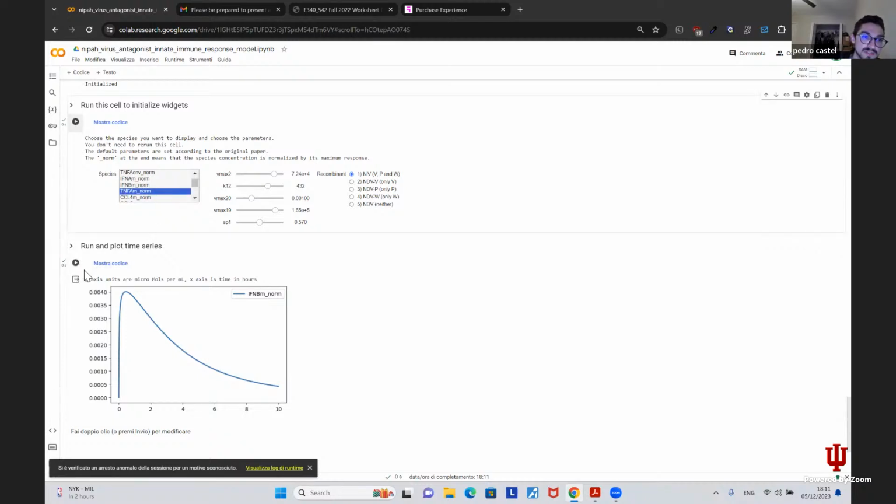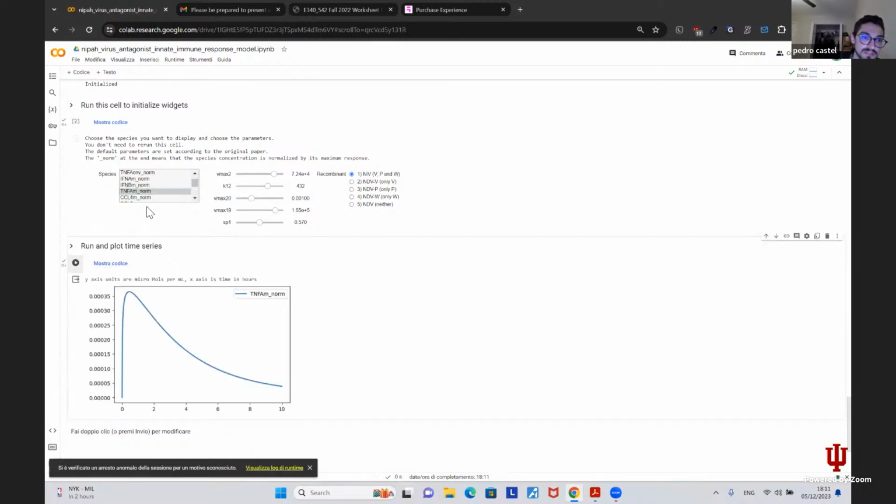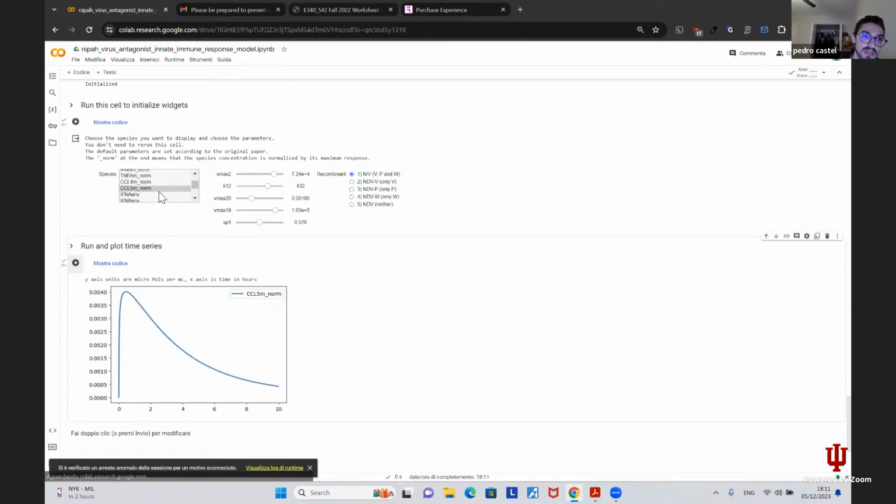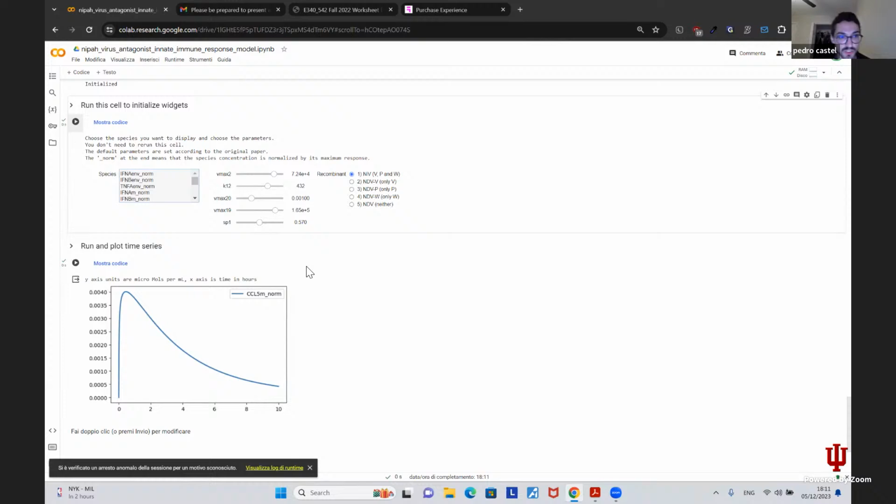Now these graphs here look very similar to the ones in the paper. I have to add the other results here. Basically, these species are the ones they showed in the paper. So these are the ones I am coding here, showing in the widgets. So you can select the parameters.